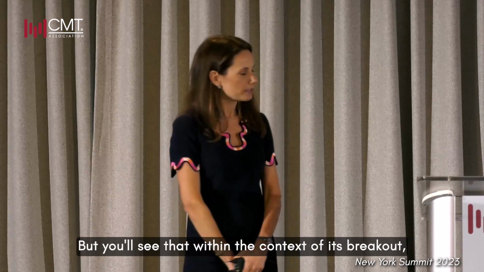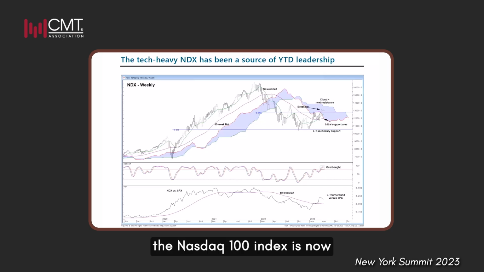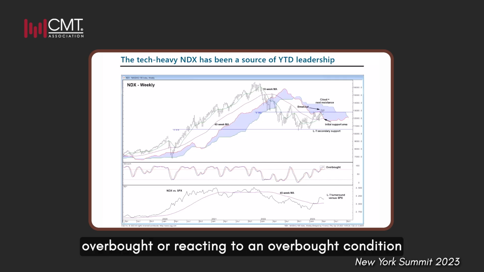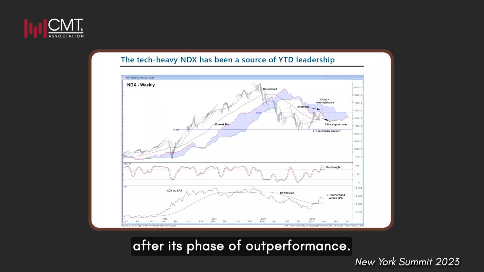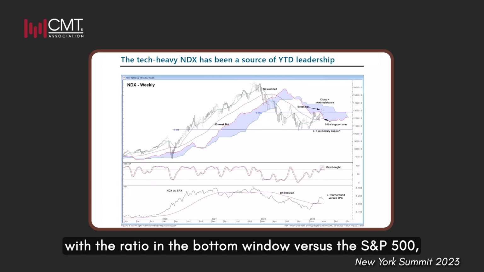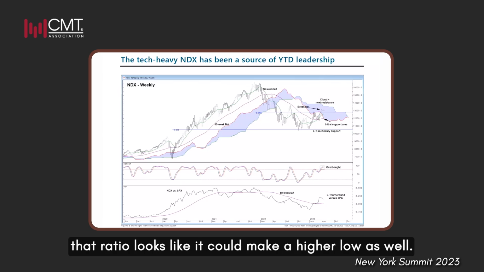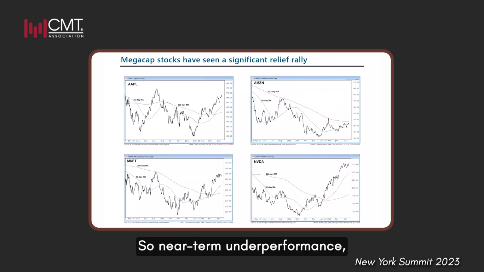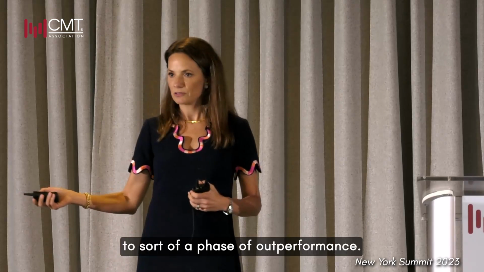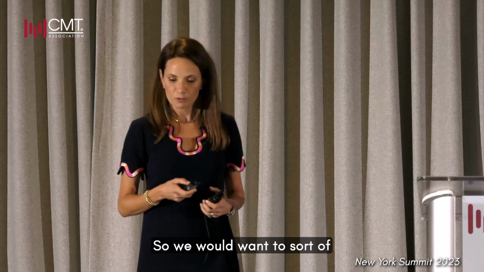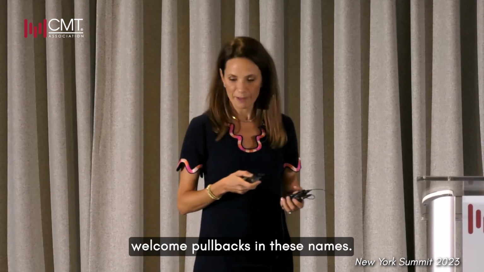But you'll see that within the context of its breakout, the Nasdaq 100 index is now overbought or reacting to an overbought condition after its phase of outperformance. That all said, while we think it should pull back, you can see how it could easily make a higher low, perhaps near the bottom of that cloud. Also in relative terms, with the ratio in the bottom window versus the S&P 500, that ratio looks like it could make a higher low as well. So near-term underperformance, but likely to give way to a phase of outperformance. So we would want to welcome pullbacks in these names.